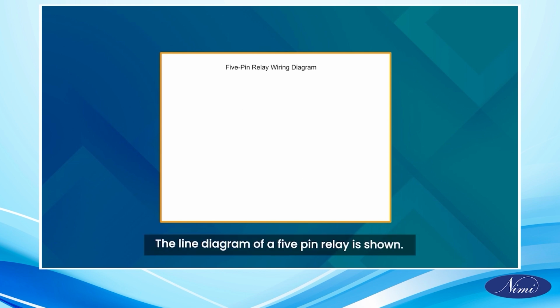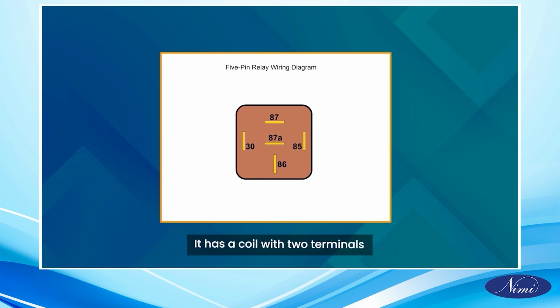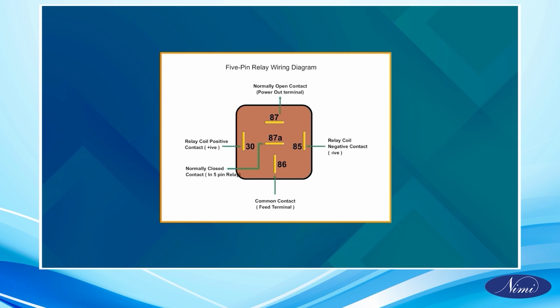The line diagram of a 5-pin relay is shown. It is a coil with two terminals, namely here 85 and 86. A switch with input terminal 30 and a NO contact 87 and another NC contact 87A.